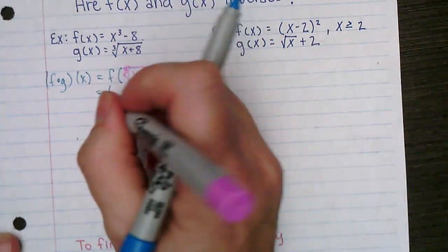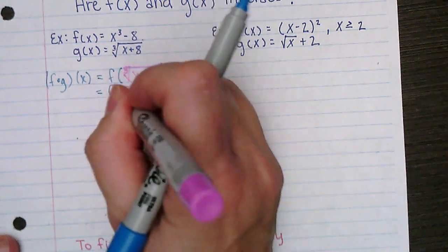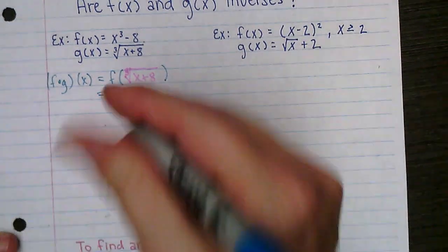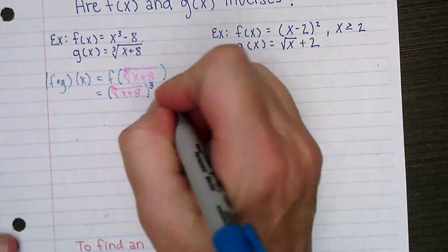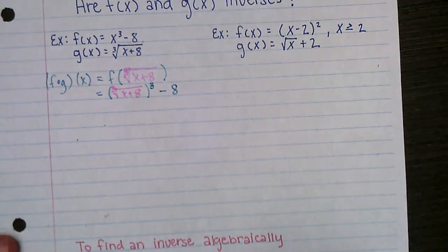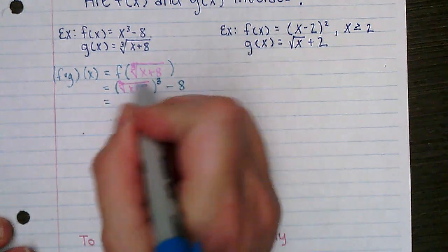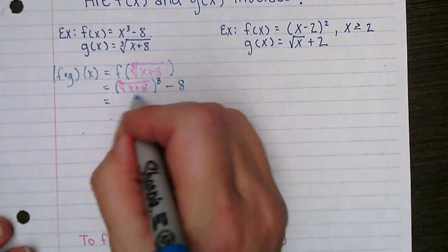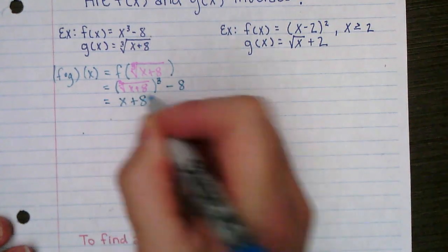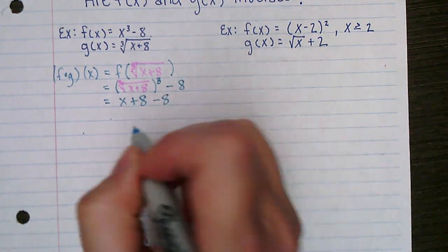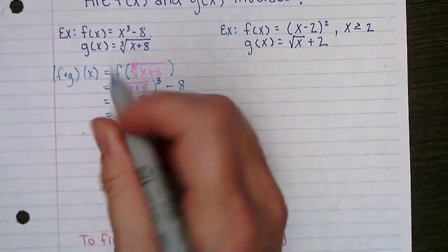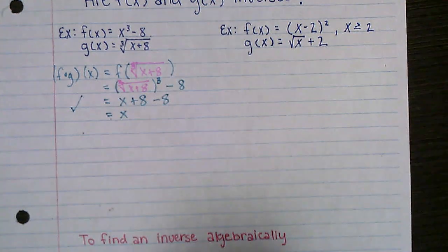So I'm going to have cube root of x plus 8, cubed, subtract 8. Well, when you cube a cube root, those operations undo each other. So that's just going to leave me x plus 8 minus 8, which equals x. So that part we're good with.